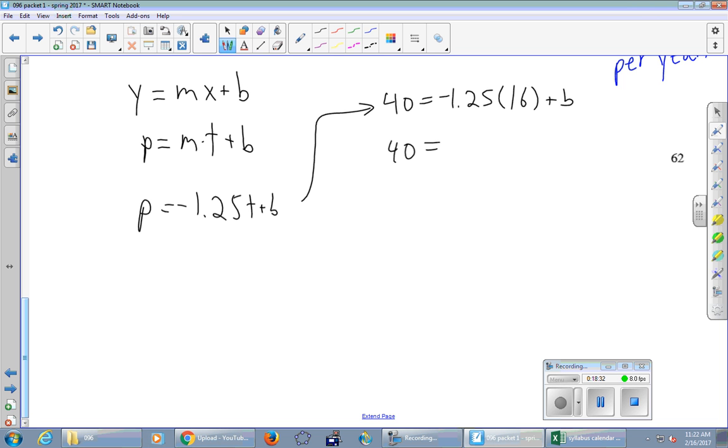So is that negative 20? Yep. All right, so again, you can type it in a calculator there if you want. And so then we'll move that over to find b. Add 20 to both sides. We get b is 60.